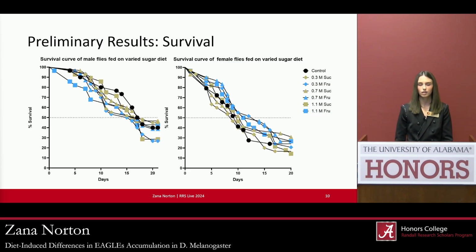These survival curves represent the probability of survival over a period of 20 days, with males on the left and females on the right. The different shapes and colors represent the various concentrations of sucrose or fructose. The key takeaway from the survival data is that there's quite a bit of variation from the experimental groups compared to the control groups.